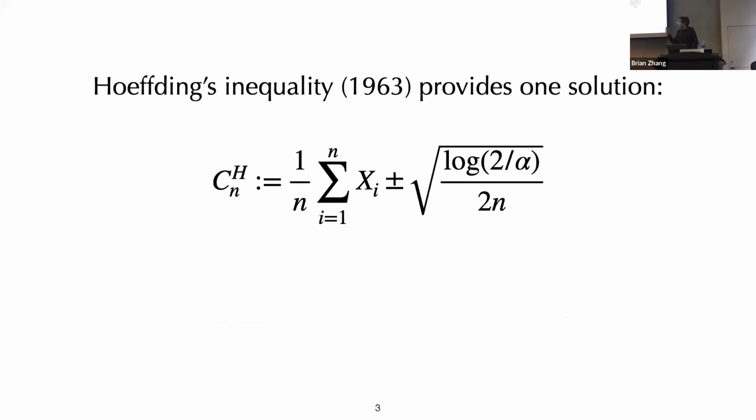So Hoeffding's inequality actually provides one solution to this problem. This is a confidence set that results from Hoeffding's inequality, an inequality developed by Wassily Hoeffding in 1963. It's a very simple set. It takes the form of a sample average plus or minus this margin, which looks like square root of log 2 over alpha, over 2n. Yes, exactly. I didn't say that here, but I'll make that a bit more formal later. Thank you.